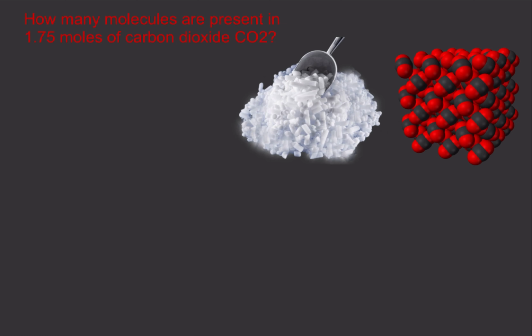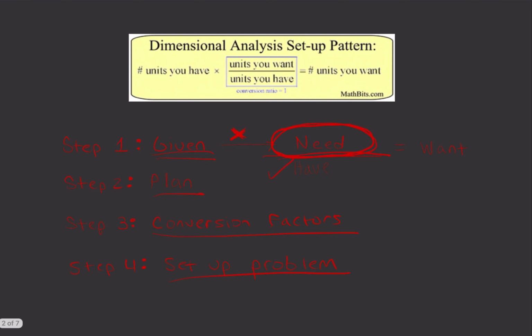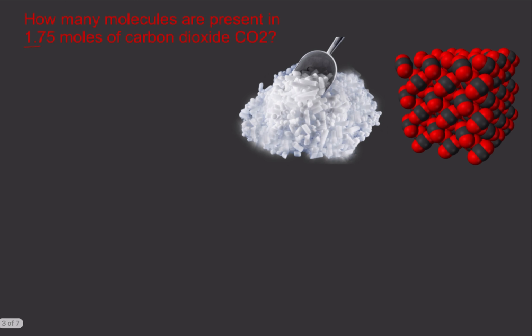The first example says, how many molecules are present in 1.75 moles of carbon dioxide, CO2? To the right, we do have dry ice, which is the solid form of CO2. So first, again, let's go back. We want to start with our given. We are given 1.75 moles of carbon dioxide, CO2. So what we'll do is write 1.75 moles of CO2. And that's our given.